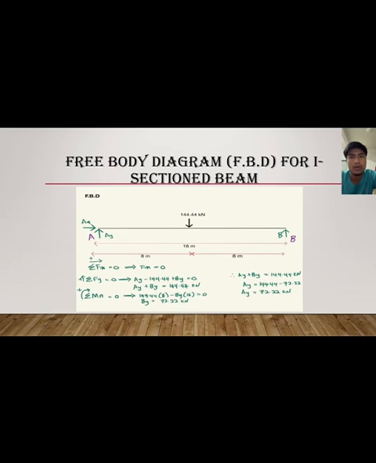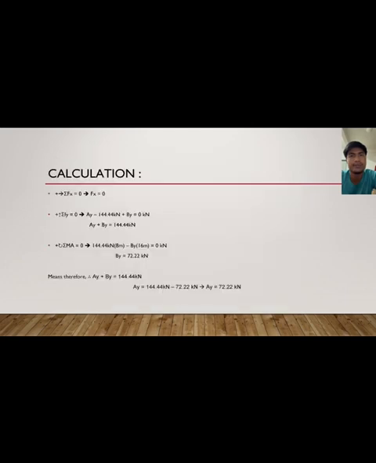Sum of Fx equal to 0, Ay plus By equal to 144.44 kilonewton, By equal to 72.22 kilonewton, and then we can calculate Ay equal to 72.22 kilonewton. Okay, this is the calculation.